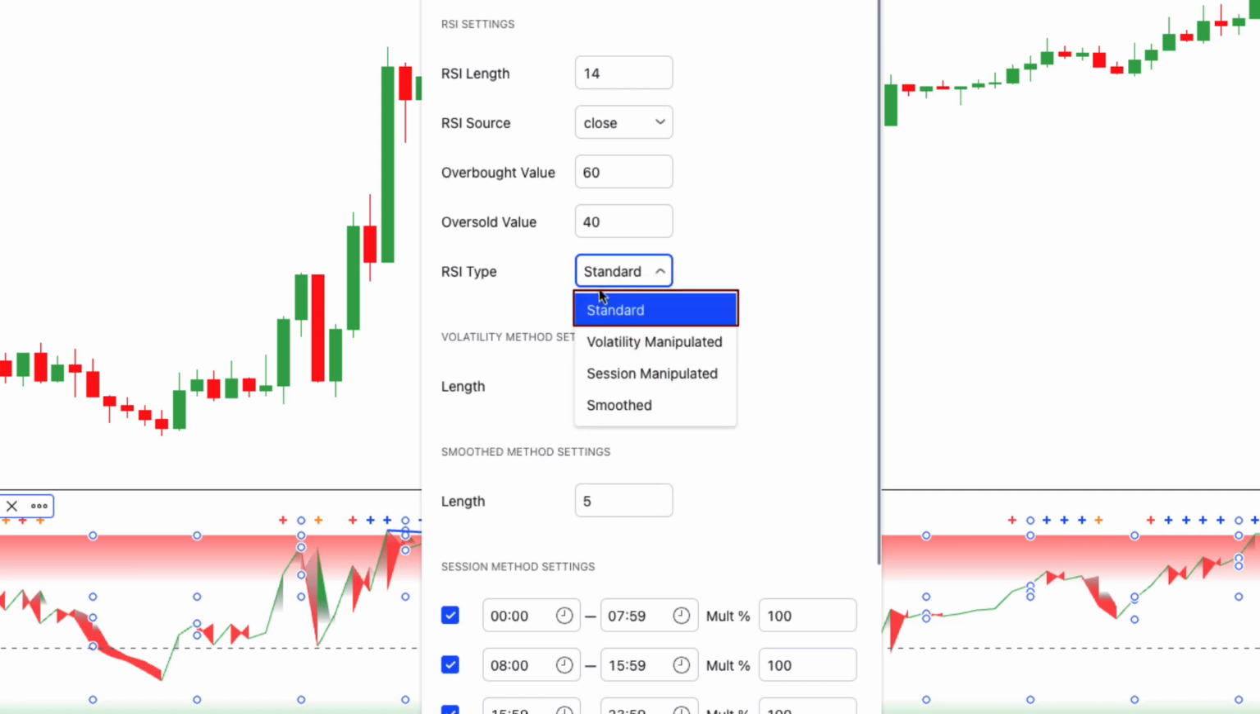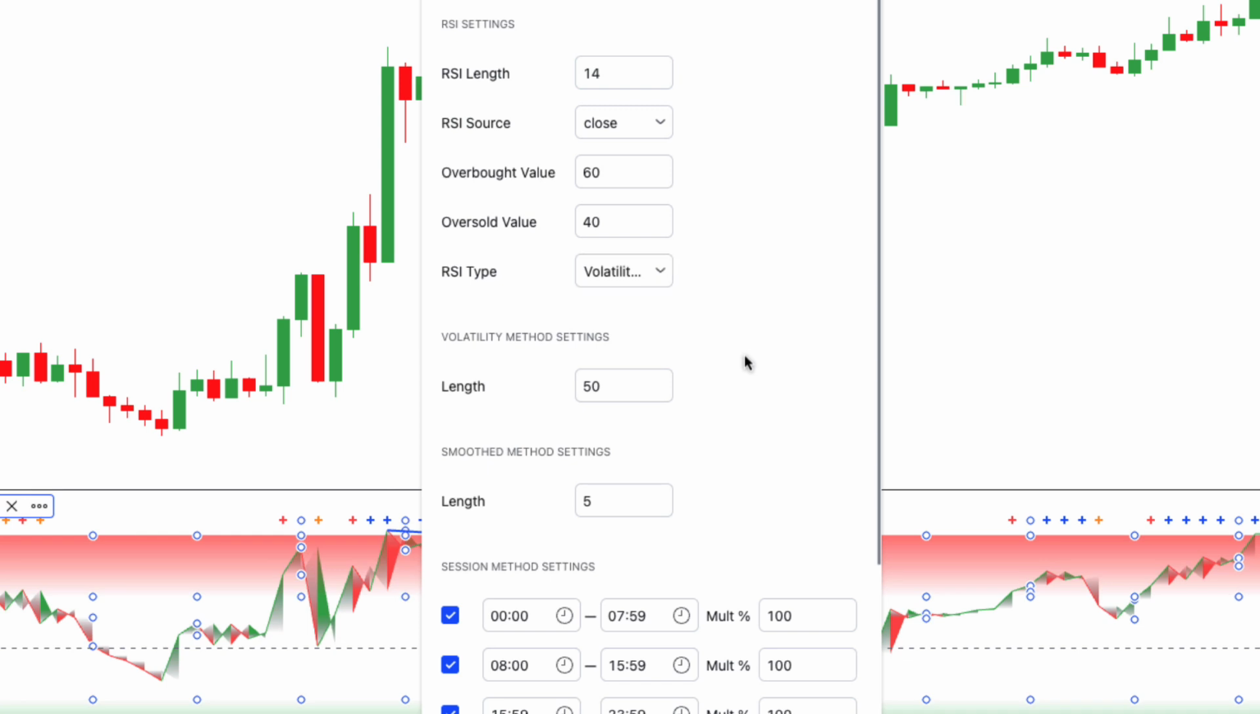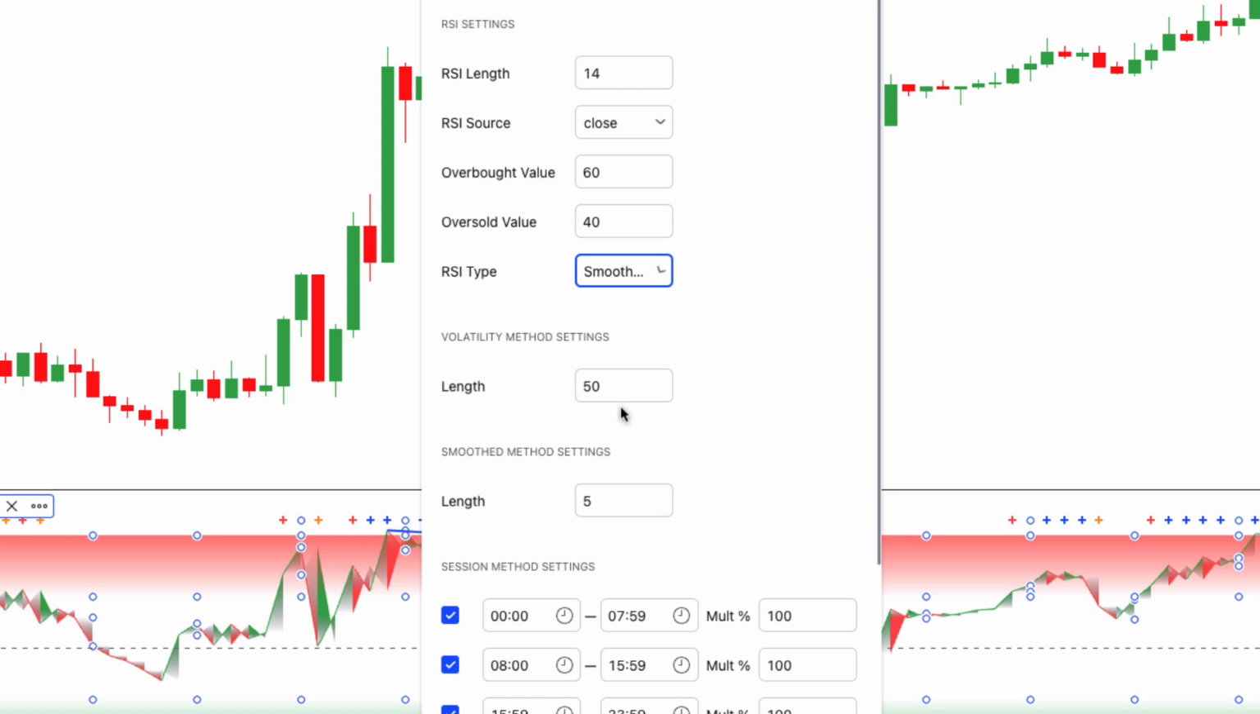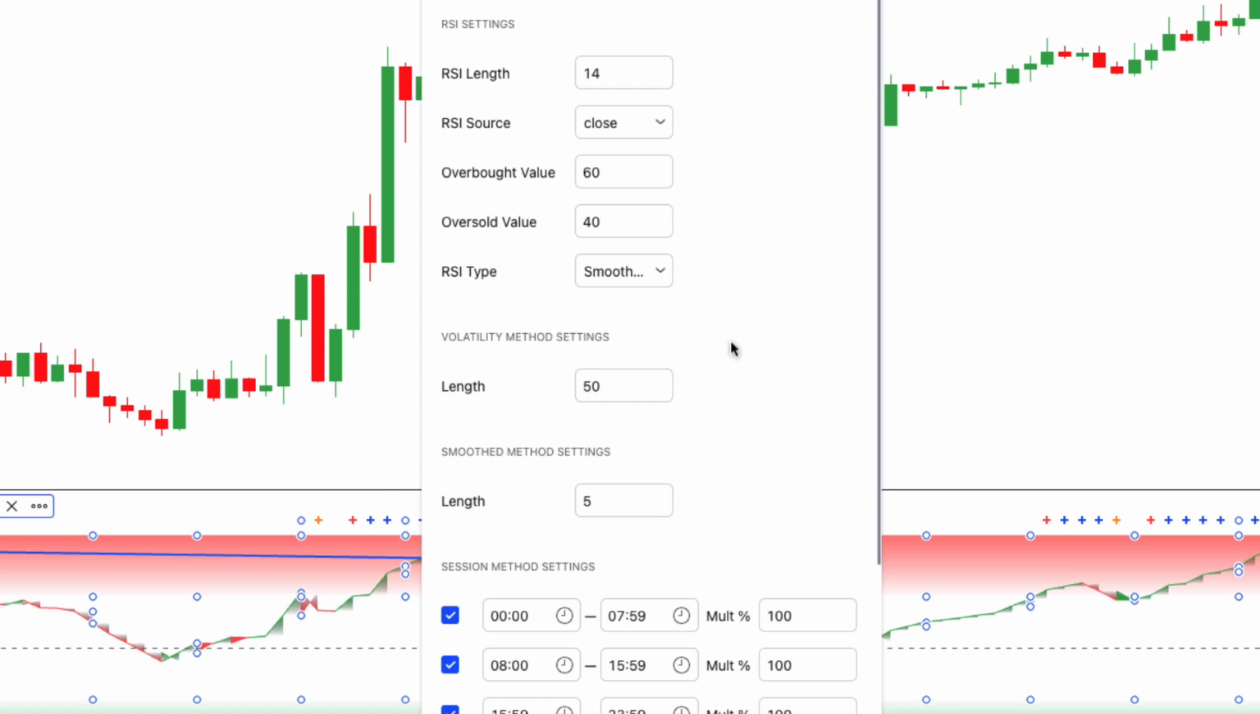When the standard RSI method is enabled, the indicator uses the traditional RSI calculation to identify overbought and oversold areas. The volatility-weighted RSI method applies a volatility formula to the RSI calculation, allowing for a more responsive indication of market conditions during periods of heightened volatility. The smoothed RSI method utilizes a smoothing algorithm to reduce noise in the RSI values, presenting a clearer representation of overbought and oversold conditions. The length of the smoothing can be adjusted to match your trading preferences.